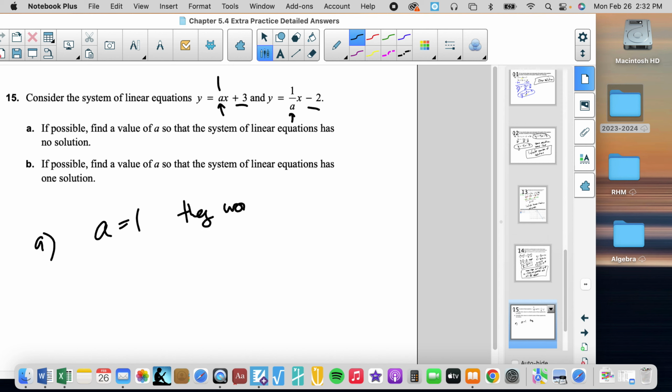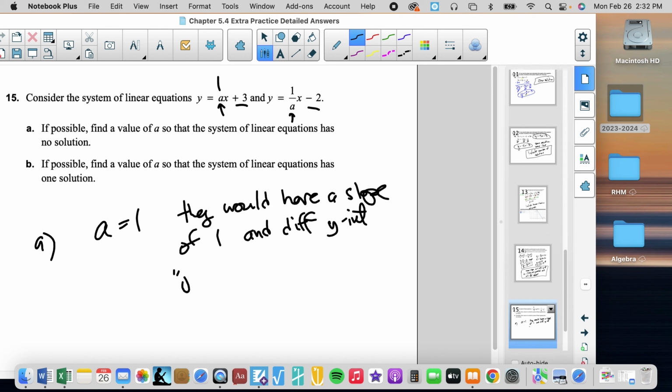They would have a slope of 1 and different y-intercepts, so they would be parallel and would not intersect, so it would be no solution. B, if possible, find a value of A so this system of linear equations has one solution.